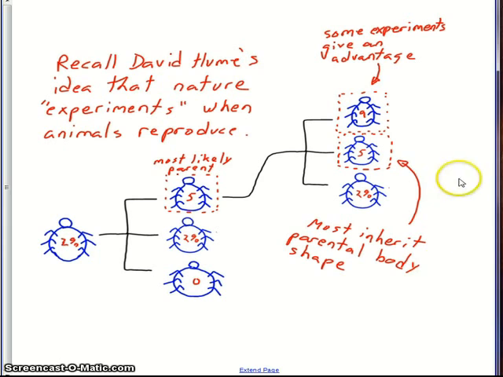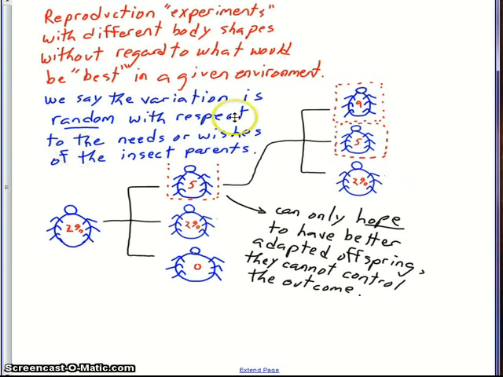But remember, the way we're diagramming this, most offspring are inheriting the parental body type here. But each generation there is some experimentation, some variation. Now, let's say it this way, that reproduction experiments with different body shapes without regard to what would be best in a given environment, right? And for this reason, we say the variation that's produced each generation is random with respect to the needs or wishes of the insect parents, right?